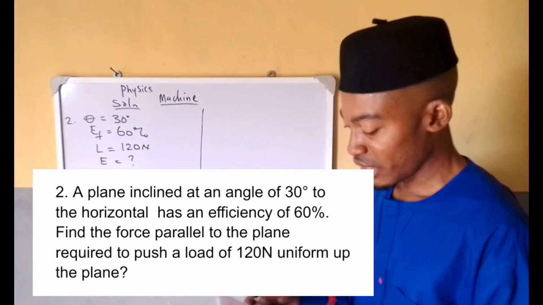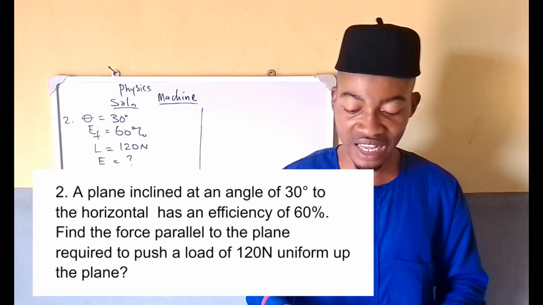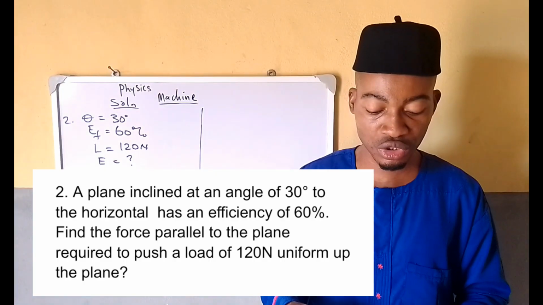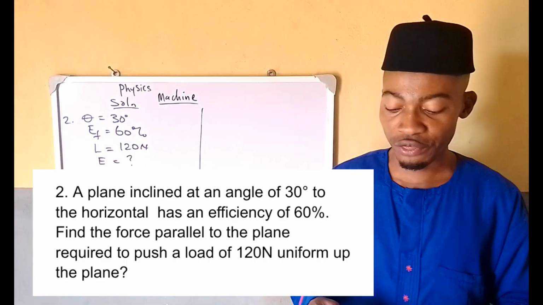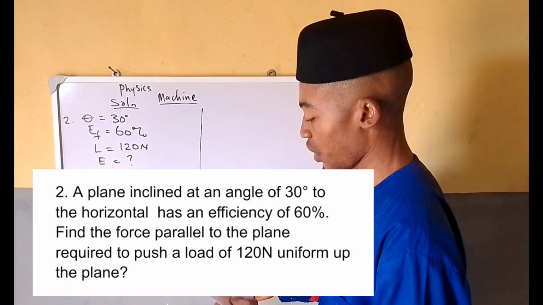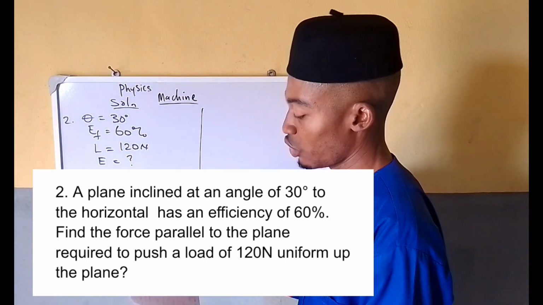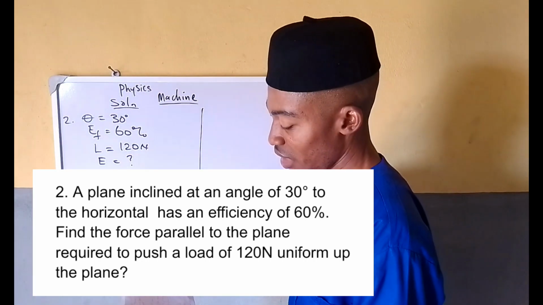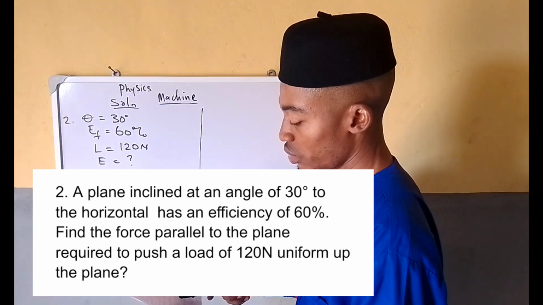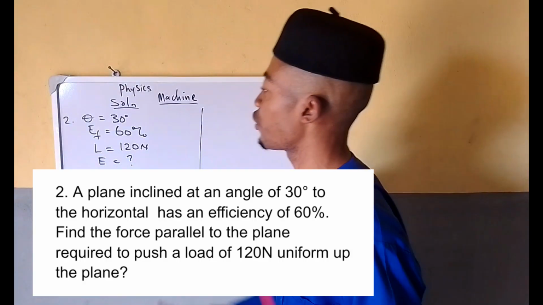Question number 2 says, a plane inclined at an angle of 30 degrees to the horizontal has an efficiency of 60%. Find the force parallel to the plane required to push a load of 120 Newton uniformly up the plane. From the question, the angle of inclination of the plane is 30. We are told that the efficiency is 60%. Then we are told to find the parallel force required to push a load of 120. The load is what? 120.